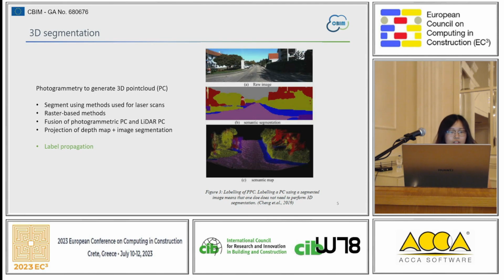So the method that looks the most promising and that I've landed on is label propagation, which works because you have images, you have a segmented image, and in photogrammetry, you can know which points in the image correspond to the point in 3D. So if you have the coordinate of a pixel, you have the segmented label. So here is an example of someone that's used that.